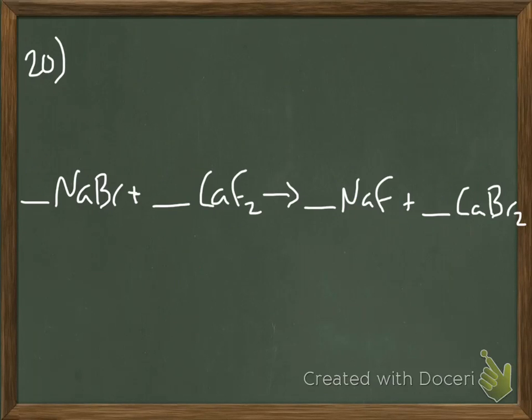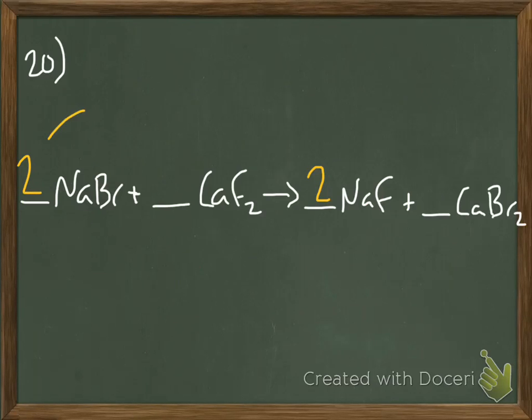Let's take a look at the fluorine. I have 2 F's right here. I have 1 F right here. That's an easy fix. I can put a 2 right there. Now I have 2 F's on each side. Now I have 2 Nas right here, and I only have 1 Na over here. So I can put a 2 here. Now I have 2 Nas on each side.